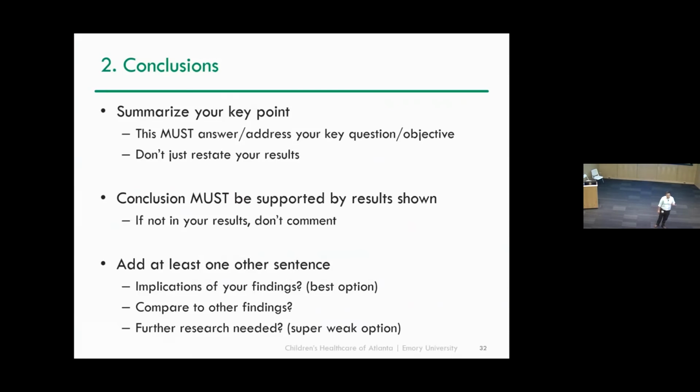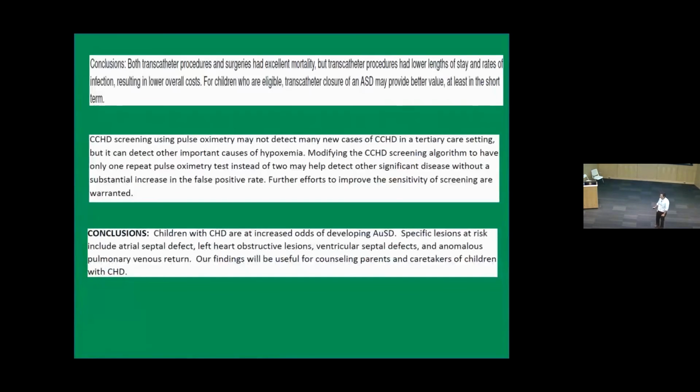You can compare it to other findings, especially if it's different from other stuff, and say something like, well, these findings are different than what's been generally believed or been shown. That's kind of cool if you can show it. If you say further research is needed to corroborate these findings, or further research is needed to understand it, it's weak. It's good to have something there. It's better than nothing, but it's weak. Everyone knows there's always more research. No study is the end-all be-all. All right. So to give you some examples here.